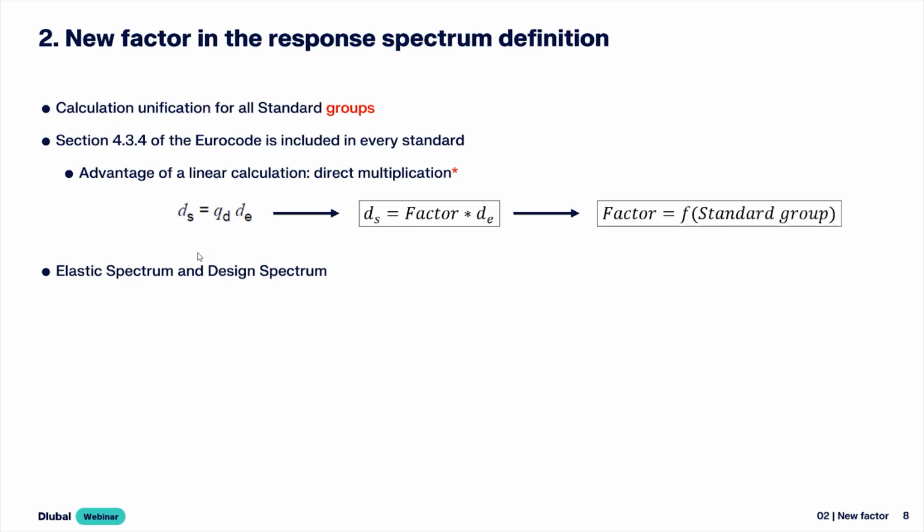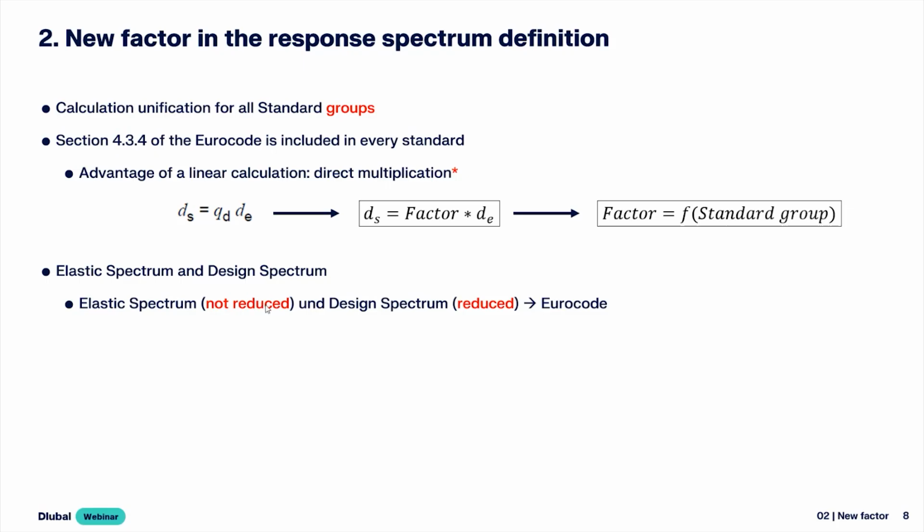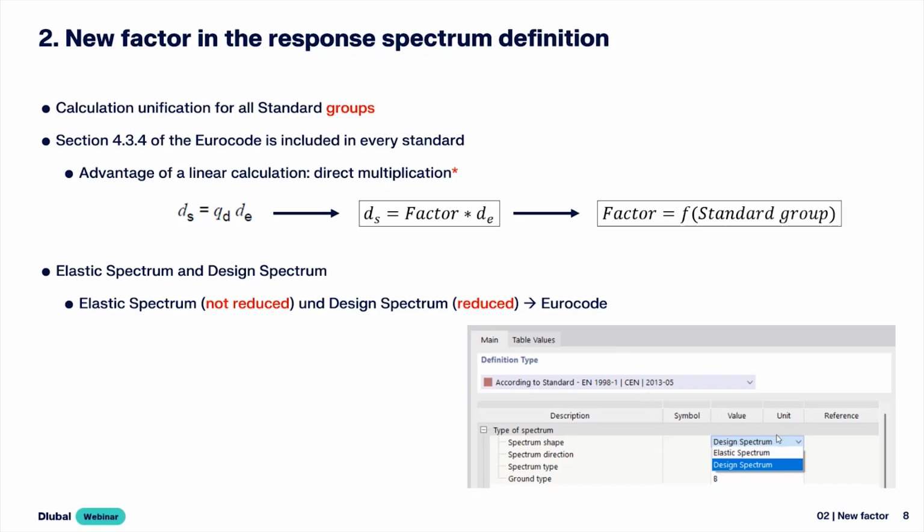Another remark regarding elastic spectrum and design spectrum: in a more general way, one can say that the elastic spectrum is the not reduced version of the spectrum, and the design spectrum is the reduced version. This is the approach in Eurocode and in the majority of the standards. Here's an example of how it looks in Airframe. In this example, Eurocode is selected, and I can select between two categories: the elastic, being the not reduced spectrum, and the design spectrum, the reduced version.